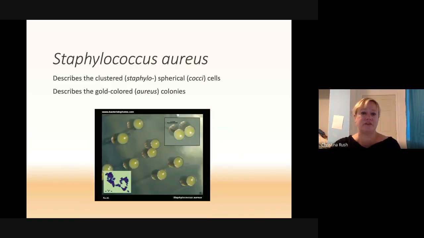Another example is Staphylococcus aureus. Staphylo describes clusters. Cocci is spherical, which is the circles. And then the aureus describes the gold color that we see here.